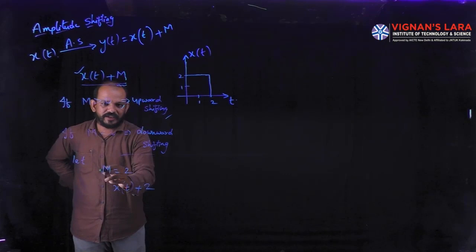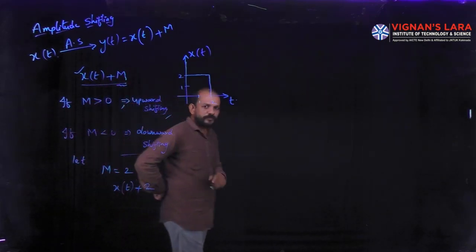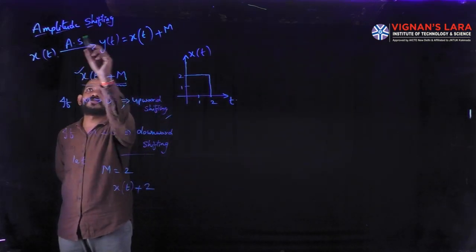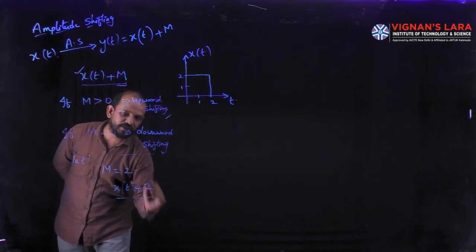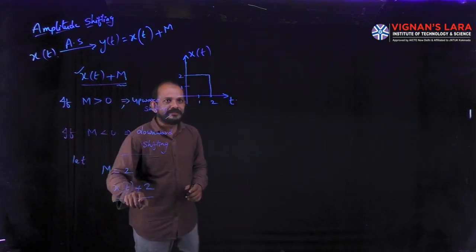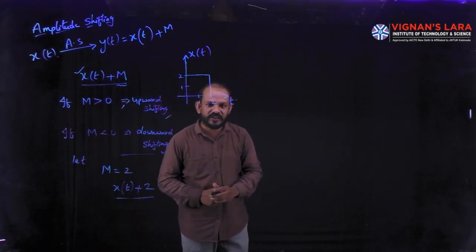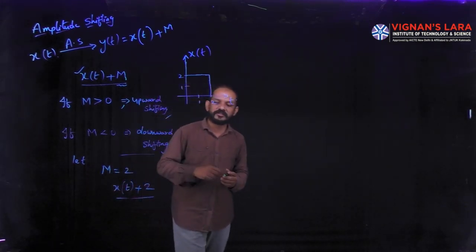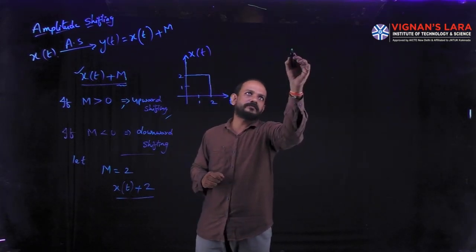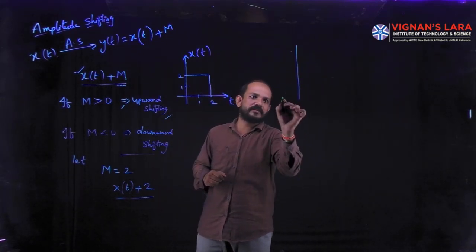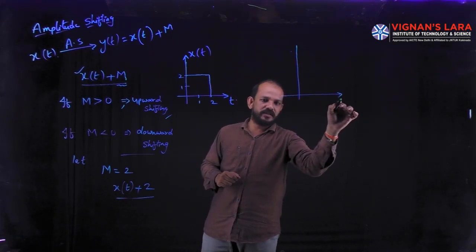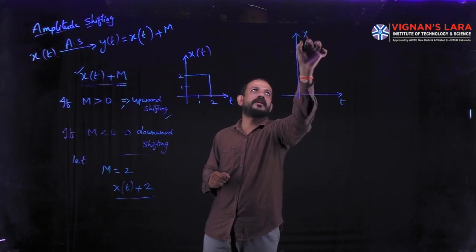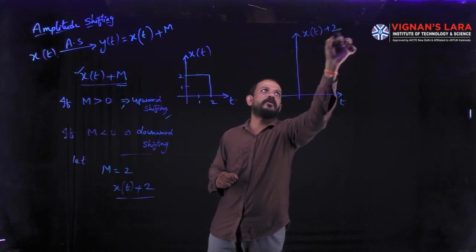First, I have taken a value of M equal to 2, which is greater than 0, a positive value. Now, the amplitude shifting version of x of t can be written as x of t plus 2. Now, I have to draw the waveform for x of t plus 2. How will I draw that signal? See, here, first I have to consider t on the x-axis, and I have to draw the waveform for x of t plus 2.